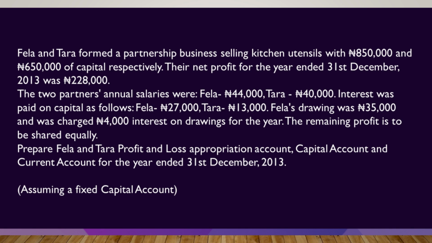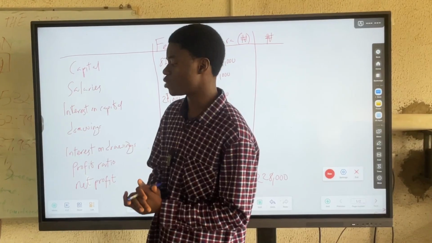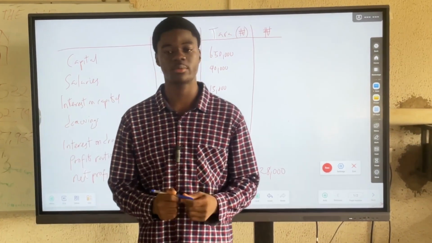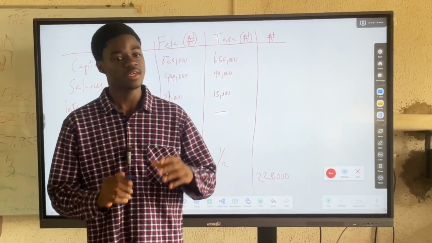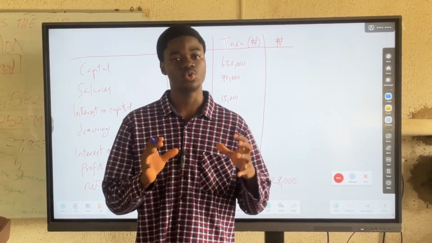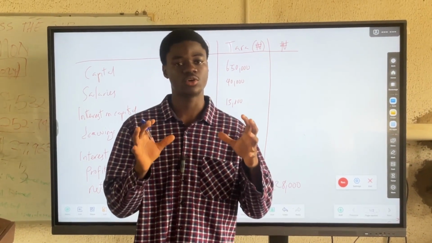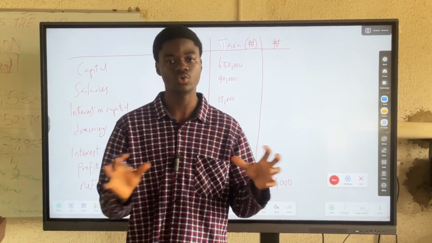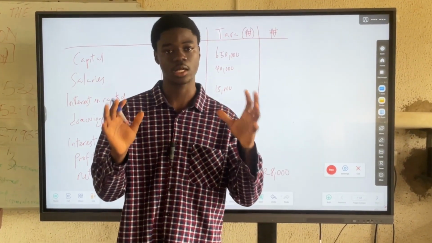Prepare Fela and Tara profit and loss allocation accounts, capital accounts, and current accounts for the year ended 31st December 2013. Now the question says we should assume a fixed capital account. If you remember in the last lecture, when you're using a fixed capital account system, you have a capital account showing only the capital balances of all the partners in the business, and nothing more. No other transaction enters the capital account.